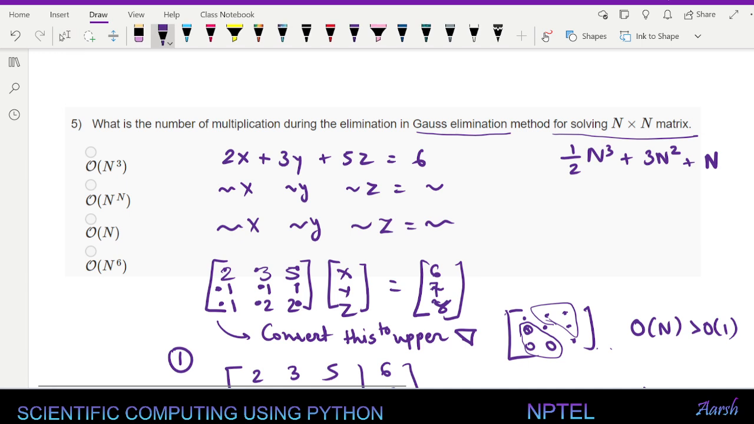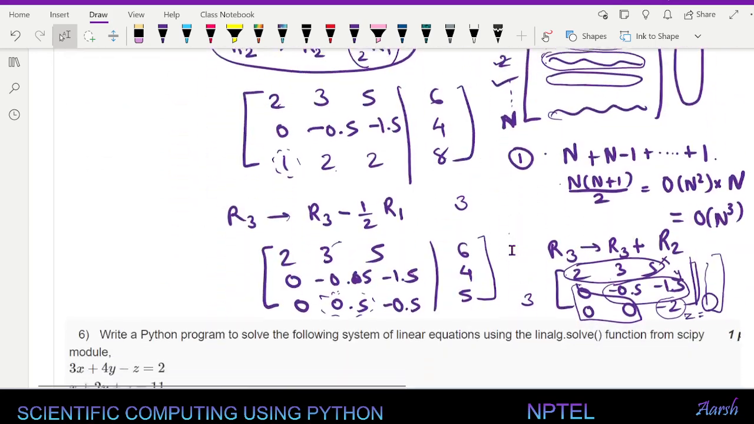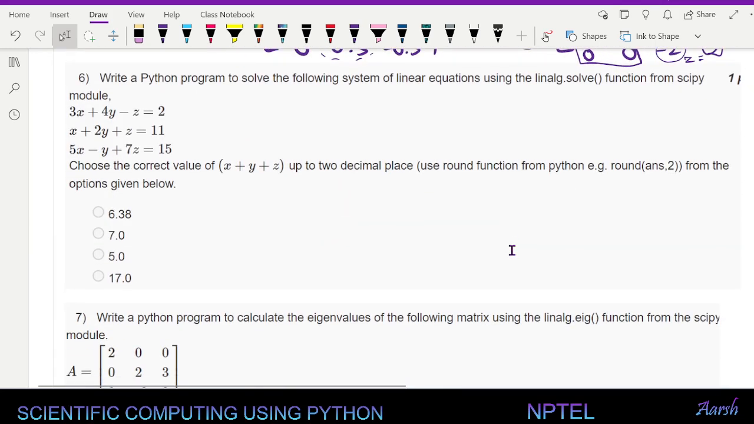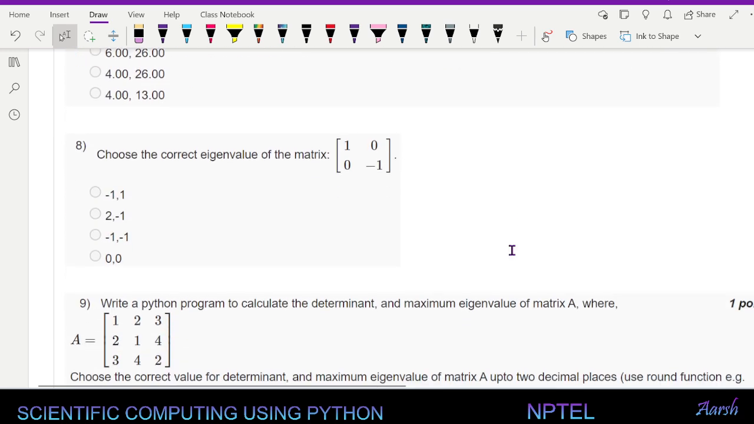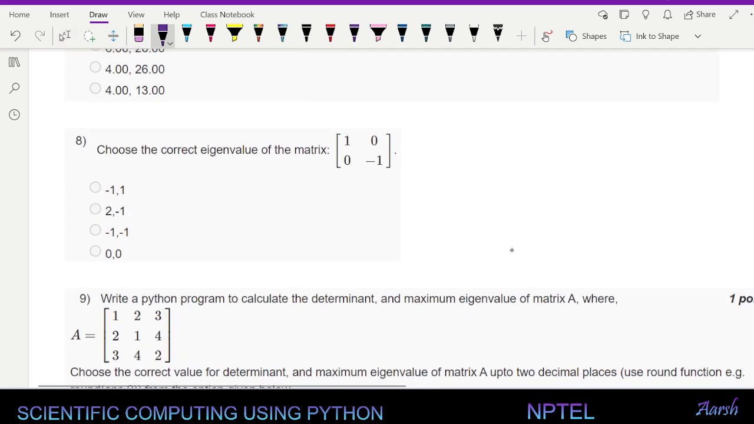Okay, so the correct answer is order of n cube. You can convince yourself later if you are not yet convinced. Just do this once and see how many computations, how many multiplications, are required. Alright, then the sixth one is Python, seventh is Python, eighth one is not Python per se.